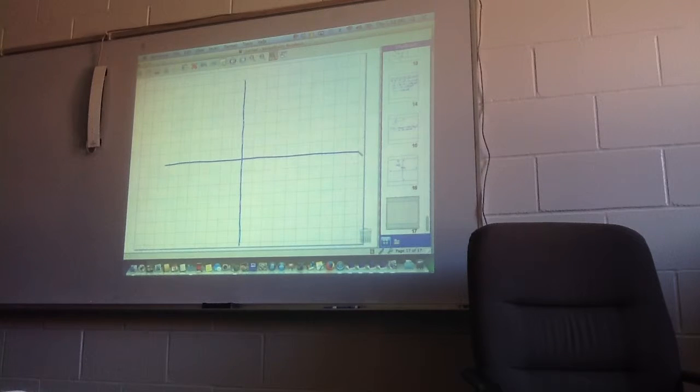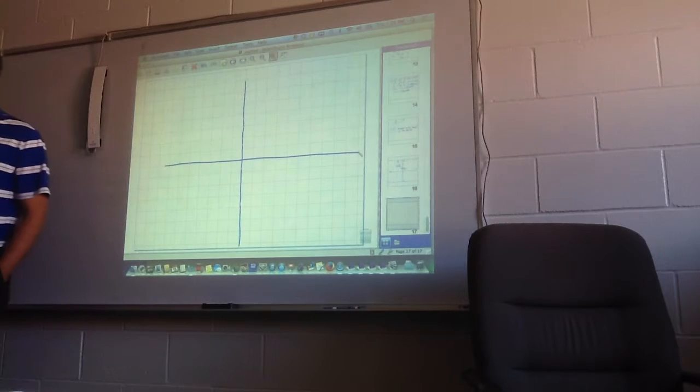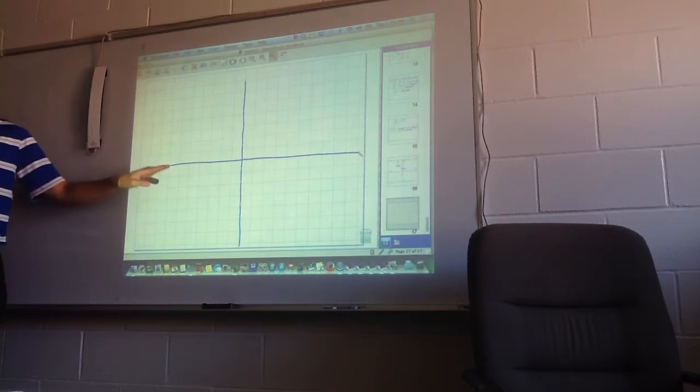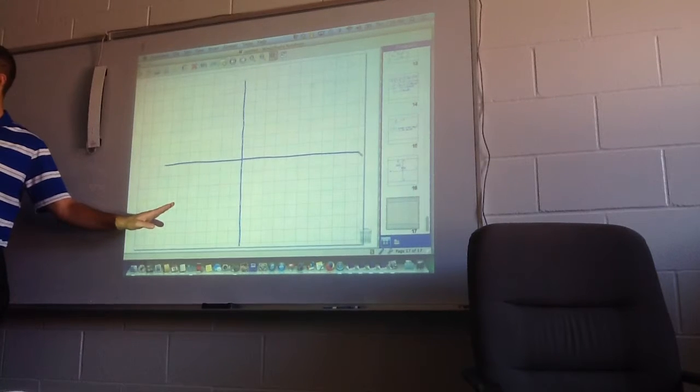20 degrees south of west. What quadrant? Third. So it'd be 200 degrees. Where's west? To the left, so you're 20 degrees down. That would be 200 degrees. Yeah, okay.